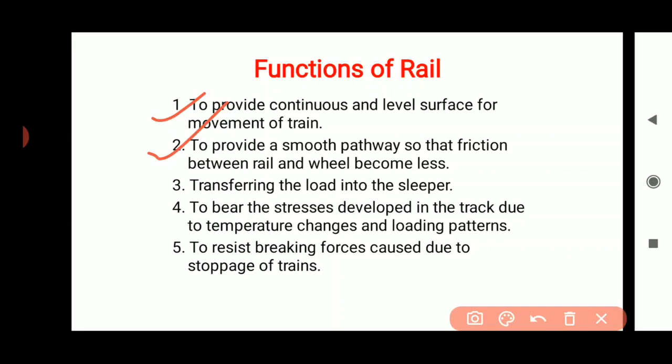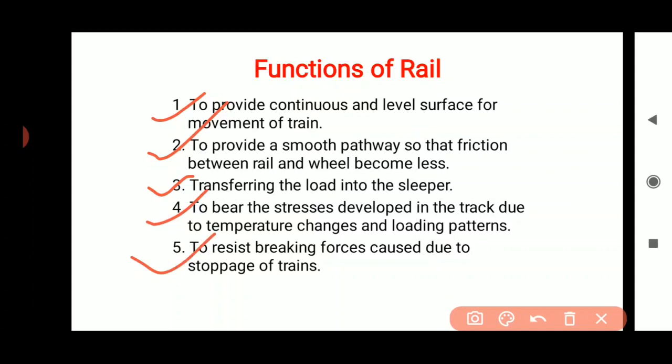Then the next point is transferring the load to the sleeper. That means rails transmit the loads to sleepers and consequently reduce pressure on the ballast and formation below. The next is to bear the stresses developed in the track due to temperature changes and loading patterns, and to resist braking forces caused by the stoppage of trains.